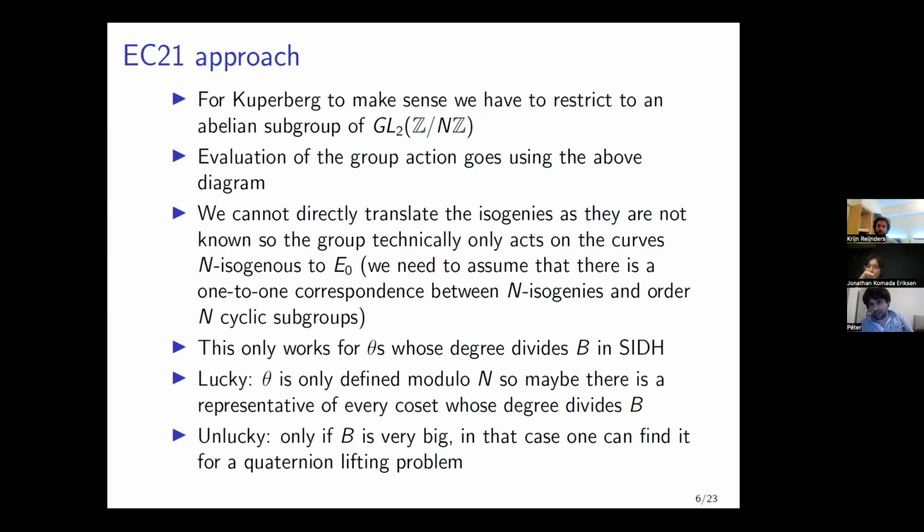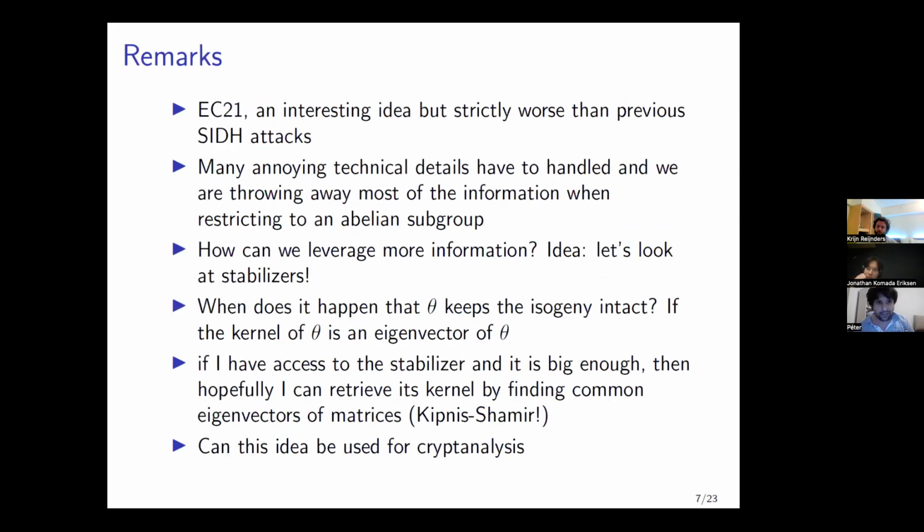Basically, choosing this appropriate representative is actually one of the key points in the paper that I'm eventually about to present as well. But in the original version, this only worked when B was very, very big. And even though it looked like an interesting idea, it didn't lead to any improvements. So it was strictly worse in terms of torsion point attacks. So at that time, there were actually better attacks already than that paper, even though this was a completely novel approach. And there were many other technical details.